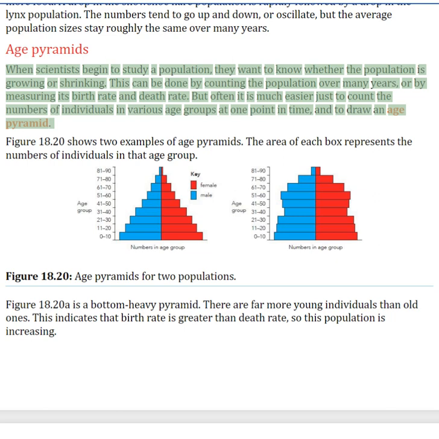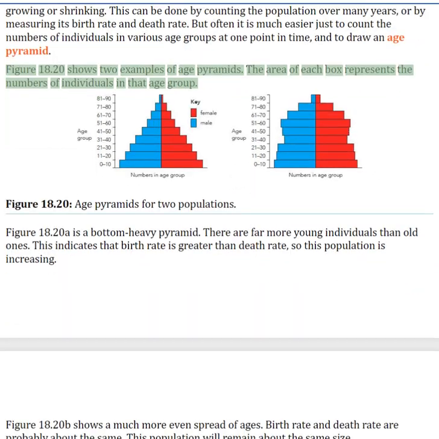Age pyramids. When scientists begin to study a population, they want to know whether the population is growing or shrinking. This can be done by counting the population over many years, or by measuring its birth rate and death rate. But often it is much easier just to count the numbers of individuals in various age groups at one point in time and to draw an age pyramid. Figure 18.20 shows two examples of age pyramids. The area of each box represents the numbers of individuals in that age group.